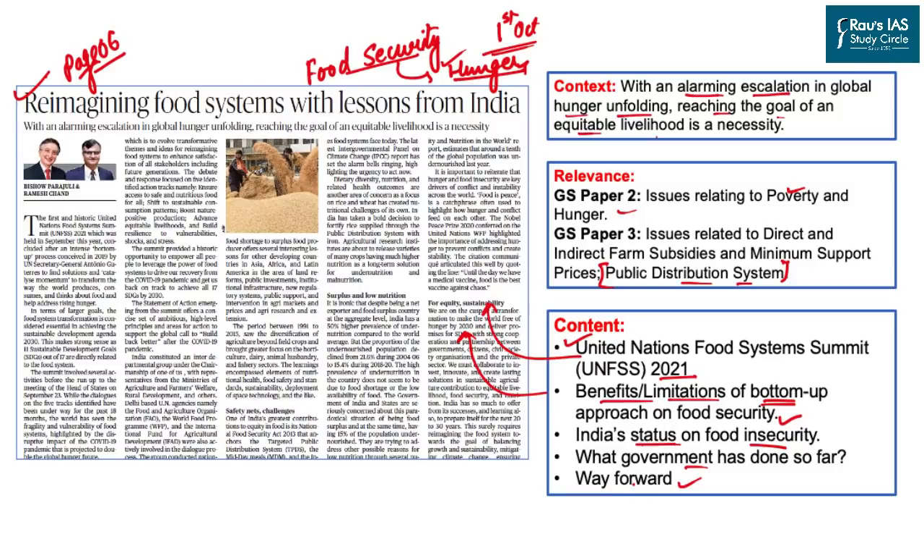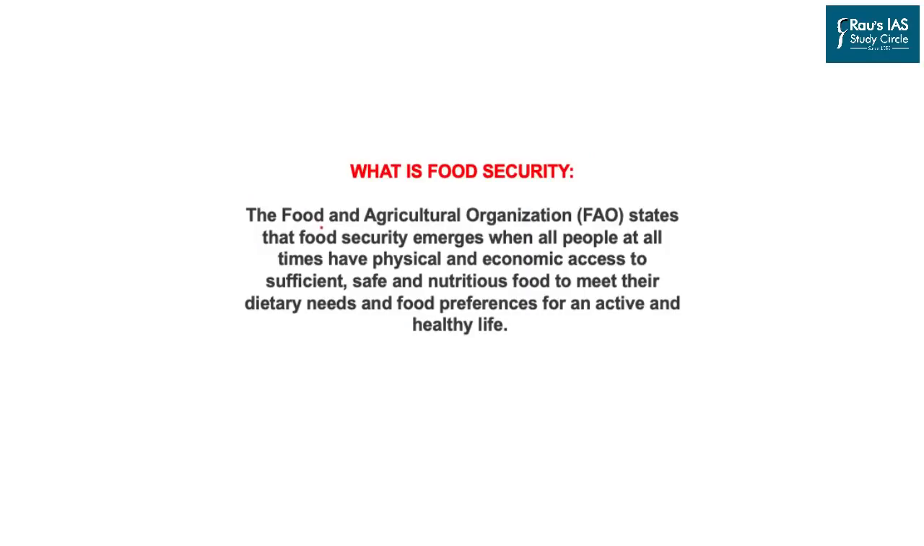So let's start with understanding what is food security. As per the Food and Agriculture Organization, food security means when all people at all times have physical and economic access to sufficient, safe and nutritious food to meet their dietary needs and food preferences for an active and healthy life. Let us understand this in simpler terms using India's own case.